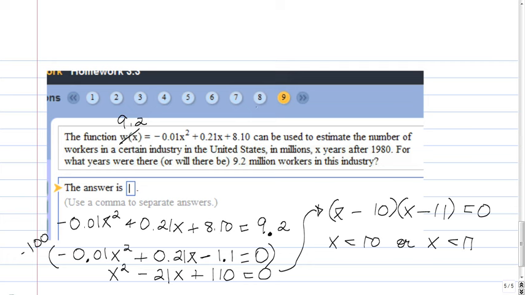So what years will that happen? X years after 1980 would be 1990, and 1991 would be when there would be 9.2 million workers. And understand that that parabola is opening down, right? That's what it means to have a negative leading coefficient. And so since that negative coefficient is leading, we would have possibly 2 points, which we do, where it is equal to 9.2. Okay, and that happens in 1990 and 1991.